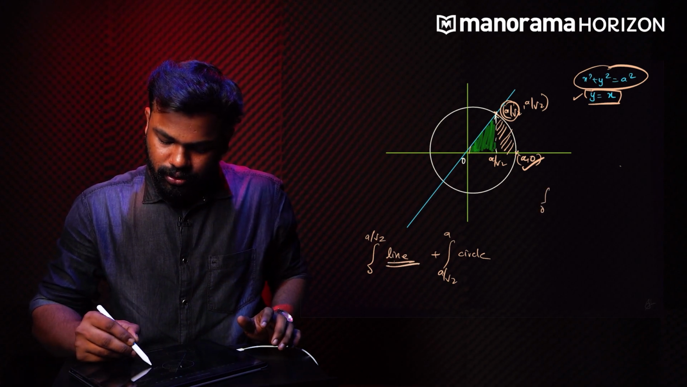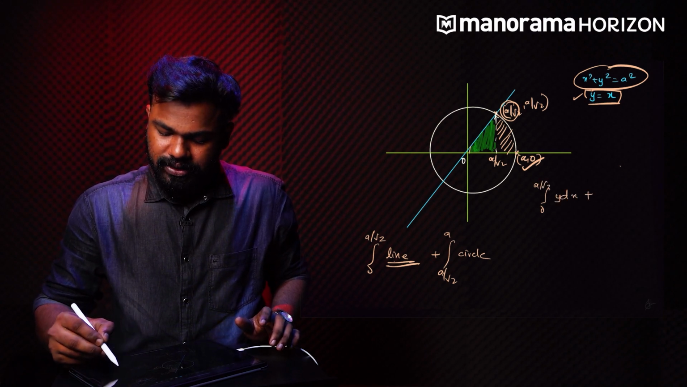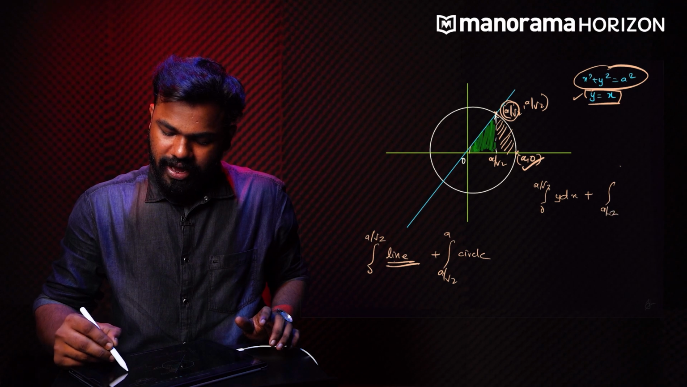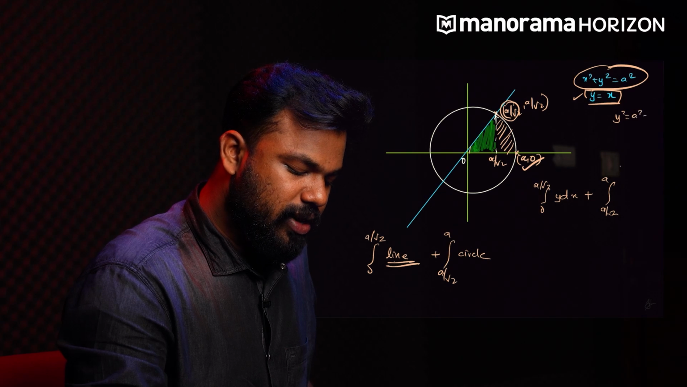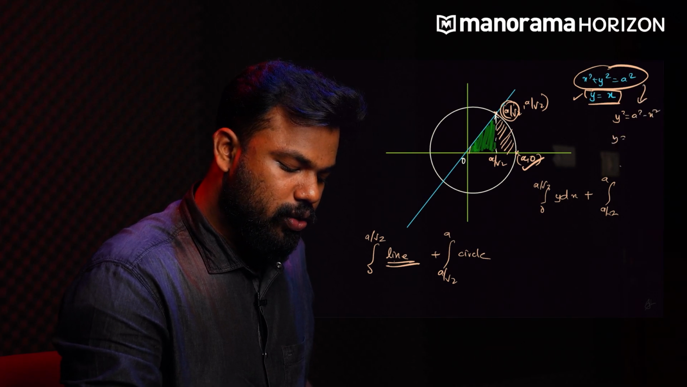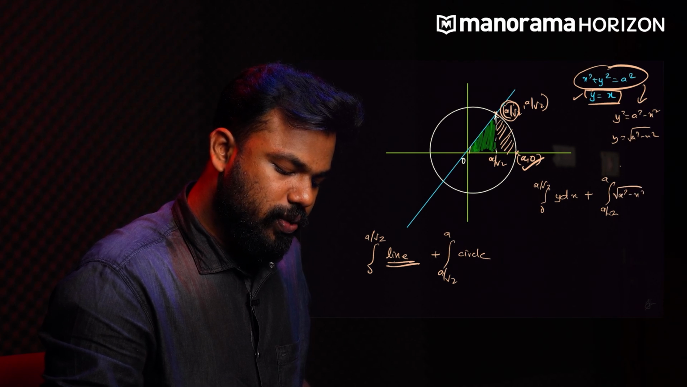So from 0 to a by root 2, it is y dx, plus from a by root 2 to a, it is the circle's y. What is the circle's y? It is y square is equal to a square minus x square from this one, and y is equal to root of a square minus x square. So use that, you will be getting root of a square minus x square dx.